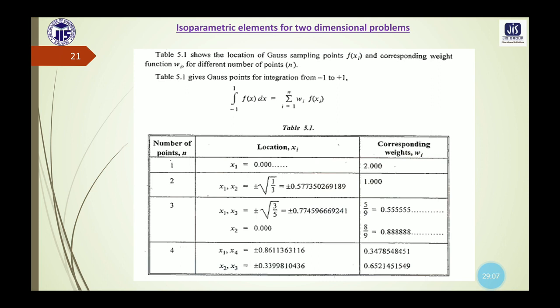Now if the number of points is 4, then the values of x1 and x4 are plus minus 0.8611363116, and the corresponding weight is 0.3478. Again here we have 4 different points, so x2 and x3 have values plus minus 0.3399, and the corresponding weight is 0.652145. So this table shows the Gauss sampling points and corresponding weight functions for different numbers of points. We need to remember this to solve the different numericals based on Gaussian quadrature.